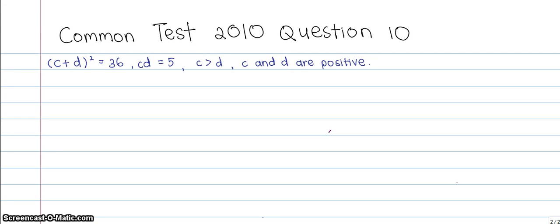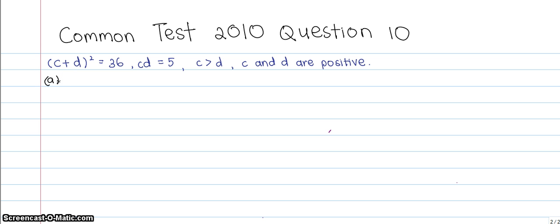Hello 2A, this is the answer to Common Test 2010 question 10. From the question, you will be able to find out that (c + d)² equals 36, cd equals 5, and c is greater than d, c and d are positive. These are the clues that we need to solve part A, part B, and part C.